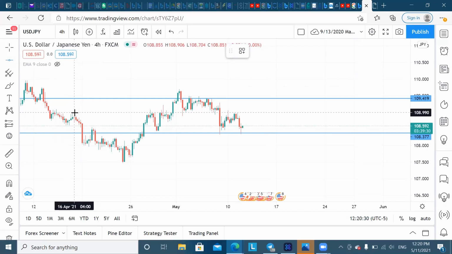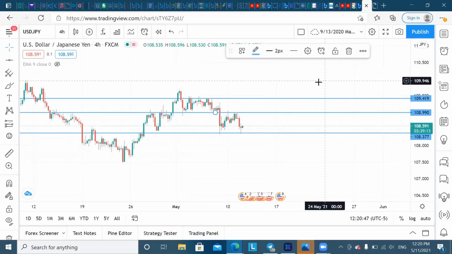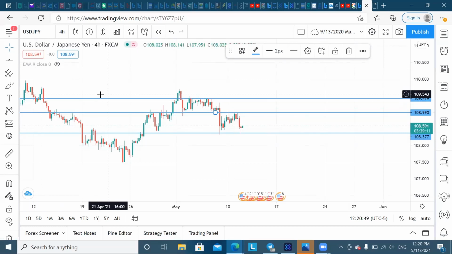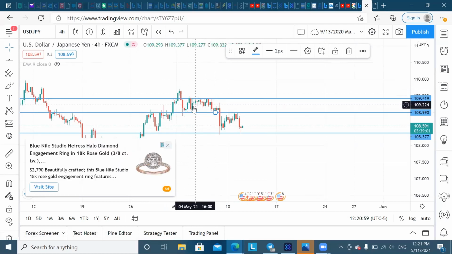Also, rule of thumb, support and resistance is not a specific line. So even though I mark this line and it reads 109.419, that isn't just specifically for that line. Support and resistance serves as a zone, as an area. So it's a roundabout area. You can see the price wicked up here a few times. Sometimes it came shy of hitting this line. So it's about a roundabout area.